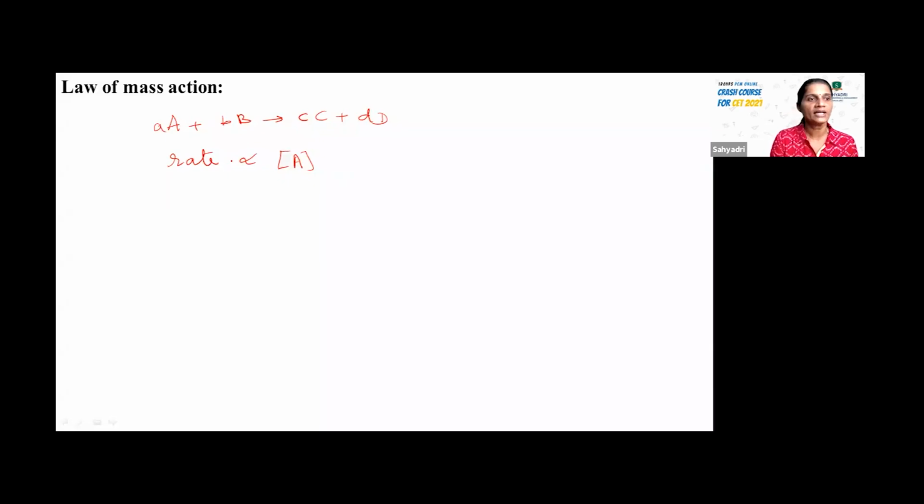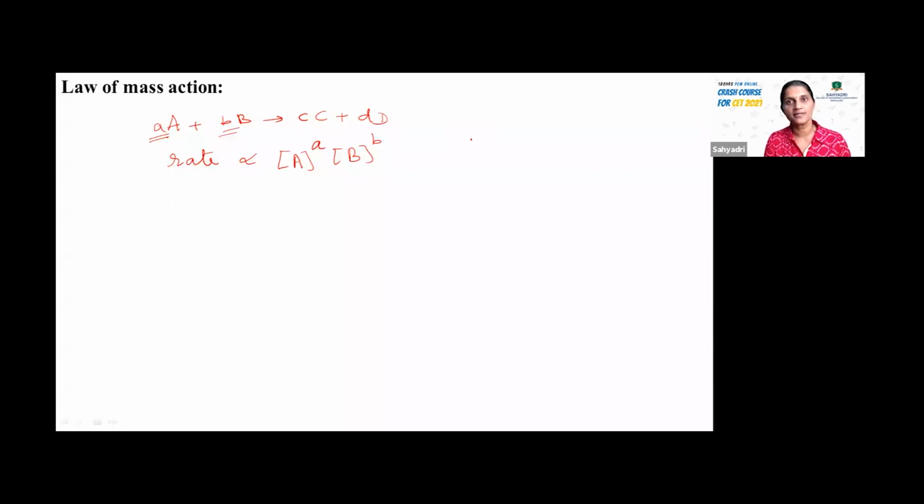Okay. Rate is directly proportional to the product of the concentrations of the reactants raised to the power of the appropriate coefficient. So concentration of A raised to the power a, where a is the stoichiometric coefficient of reactant A. Then concentration of B raised to the power b, where b is the stoichiometric coefficient of reactant B. So what is active mass? Active mass is the molar concentration.